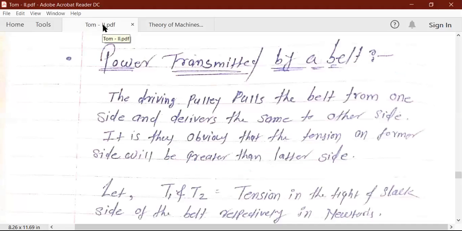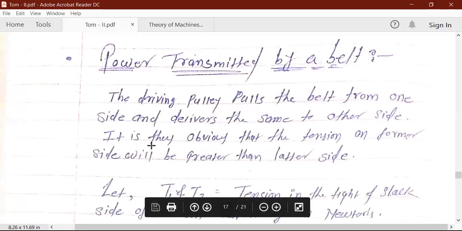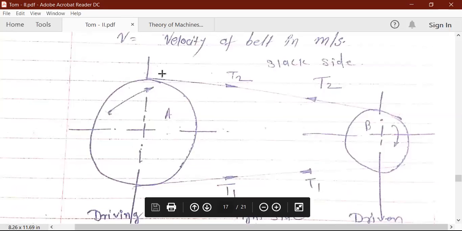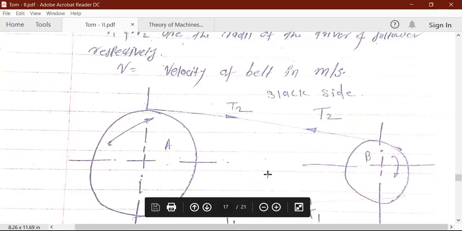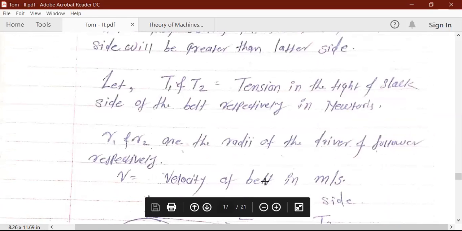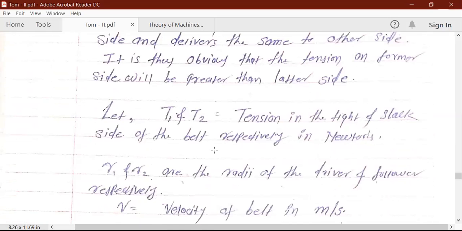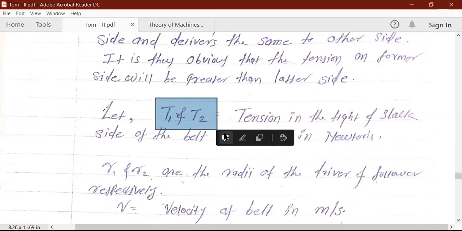Let us understand. The driving pulley pulls the belt from one side and delivers the same to the other side. It is thus obvious that the tension on the former side will be greater than that of the latter side. So in one side the tension is higher and in the other side the tension is lower. Let us assume that T1 and T2 are the tensions in the tight and slack side of the belt respectively in newtons, because these tensions are also known as force.